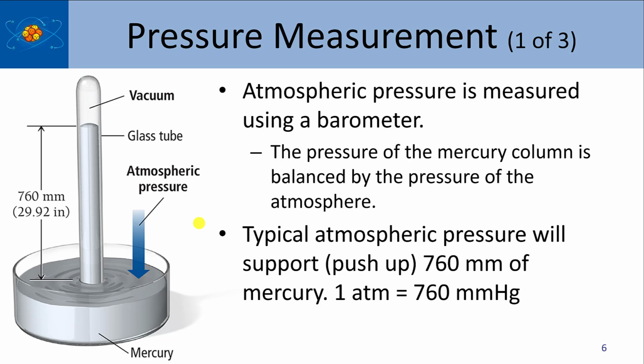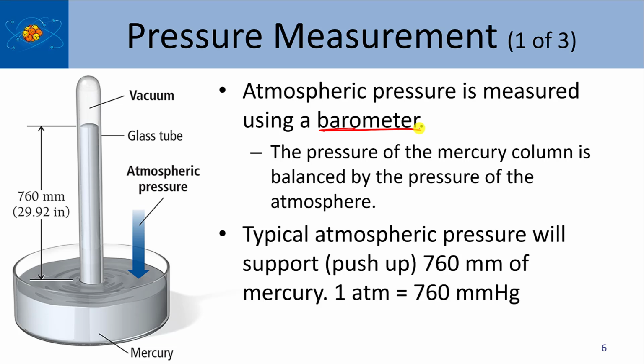So let's talk a little bit about ways that we measure pressure, and this is where the units of millimeters and inches come from. Okay, this is how we get those terms. So the first device to show you is something called a barometer, and baro just means pressure. So it's a pressure meter.